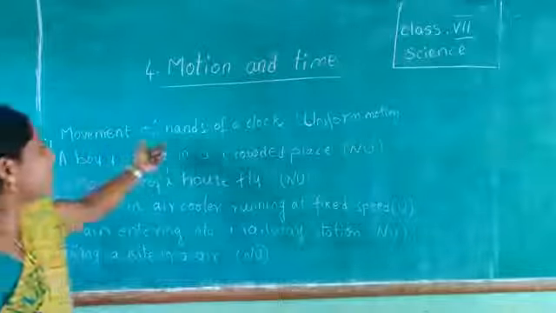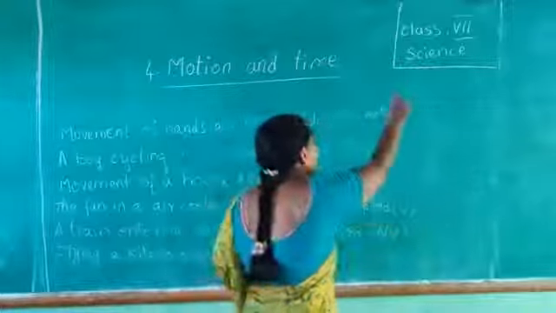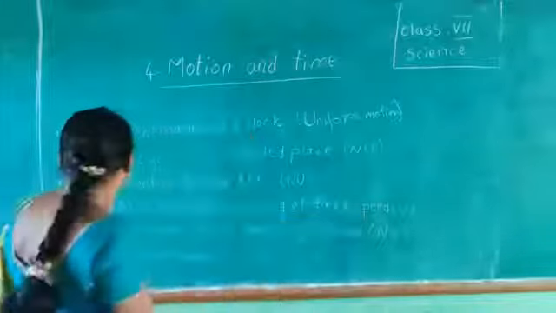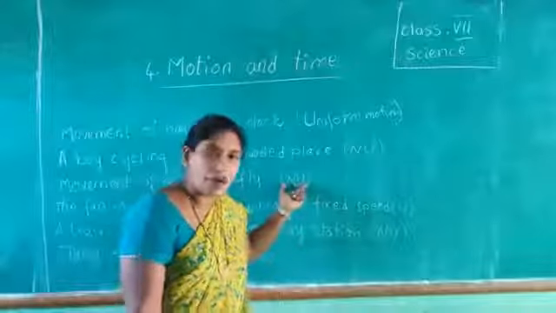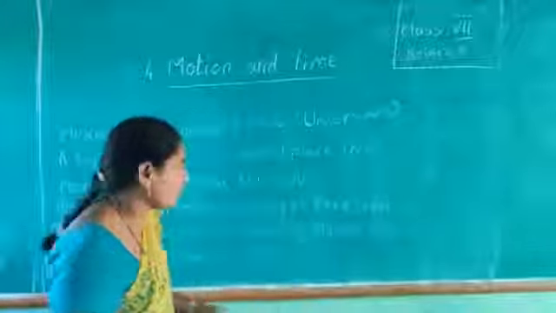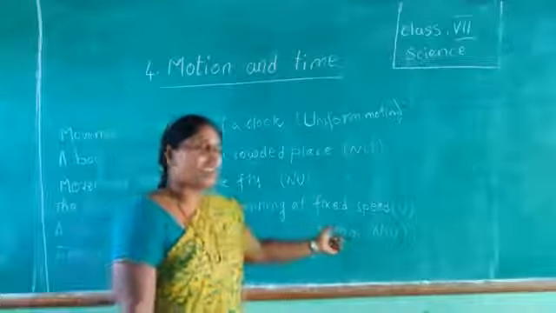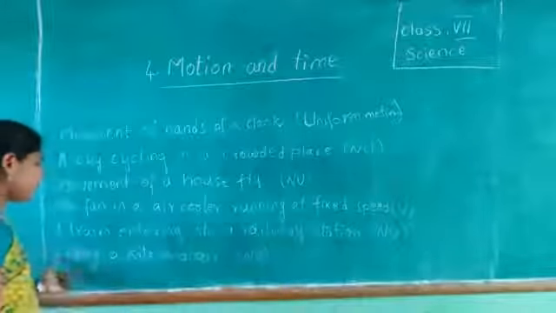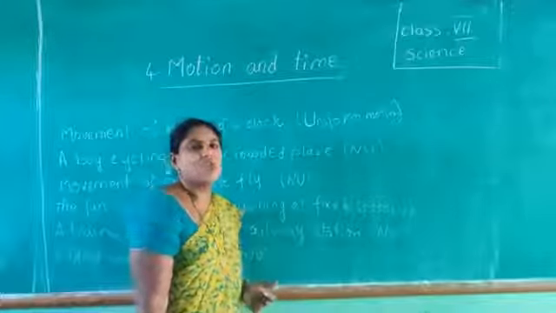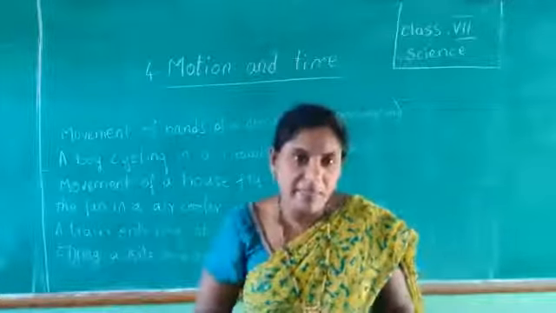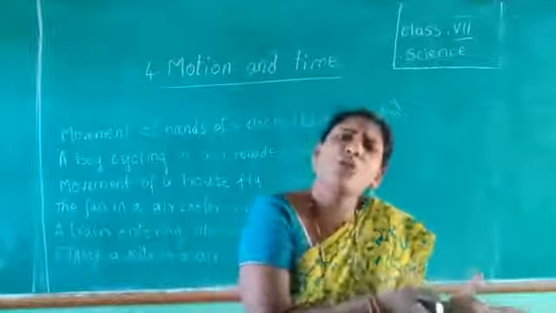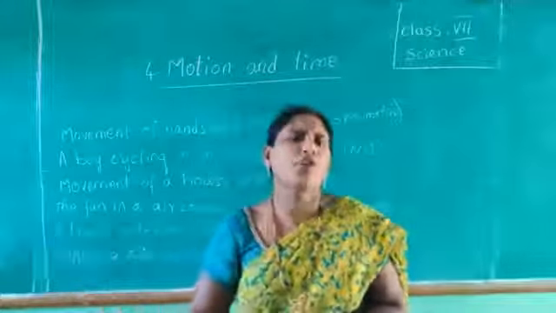Movement of the hands of a clock is uniform motion. A boy cycling in a crowded place is a non-uniform motion. Movement of a housefly is non-uniform motion. The fan in an air cooler running at a fixed speed is uniform motion. A train entering a railway station is a non-uniform motion. Flying a kite in air is a non-uniform motion. Like this we can see so many examples around us. By calculating the time and the distance, we can say whether the body is in a uniform motion or a non-uniform motion.